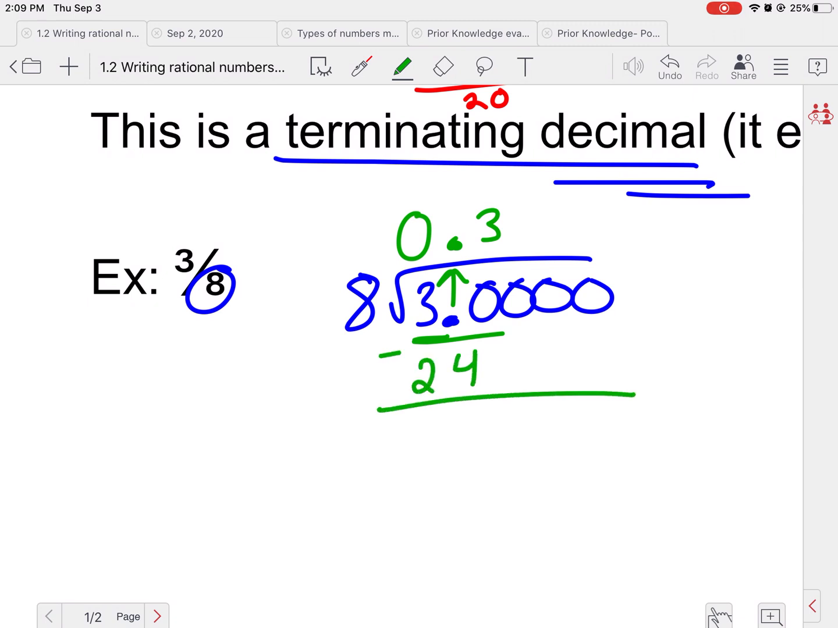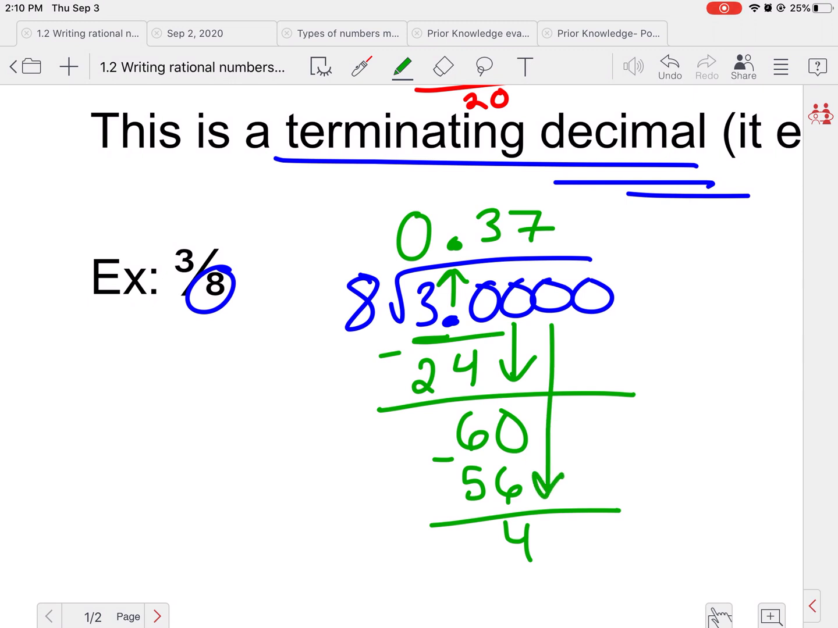Okay. Then I'm going to subtract those to give me 6. Bring down a 0, just 60. So 8 is going to go into 60. How many times? So 8 times 8 is 64, so it's going to be 7, which would be 56. And I'm going to go ahead and subtract. 60 minus 56 would be 4.